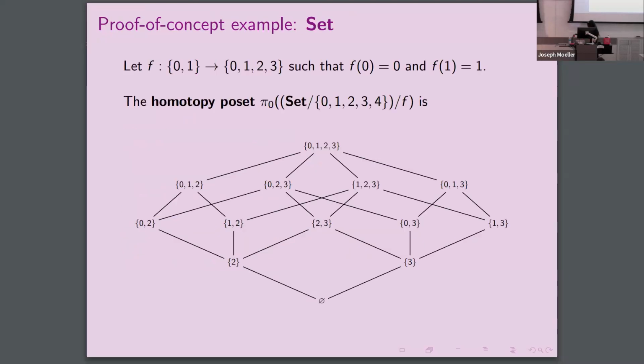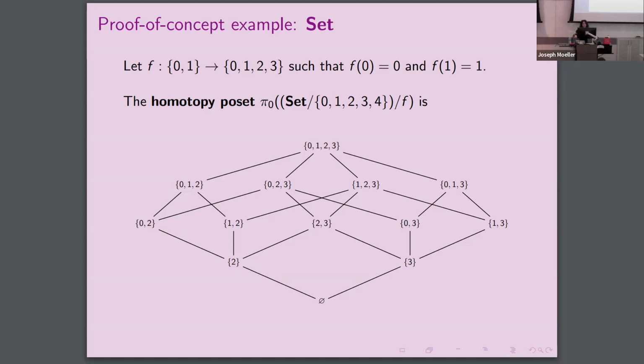So let's look at some examples now. A simple one: we're in Set. We have this map of sets, F, sending 0 to 0 and 1 to 1. And we want to qualify failure of this morphism to be surjective, because this is what it means to be a split epi morphism in Set. And you could prove that this poset is actually isomorphic to the power set of the codomain of F, quotiented by the image of F.